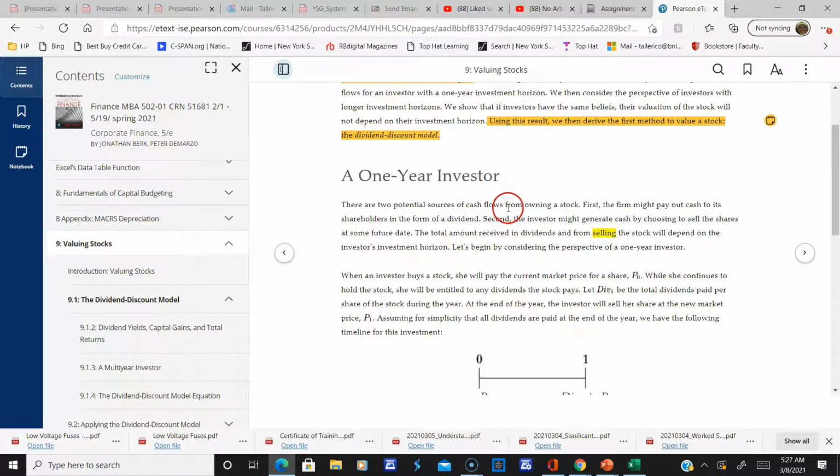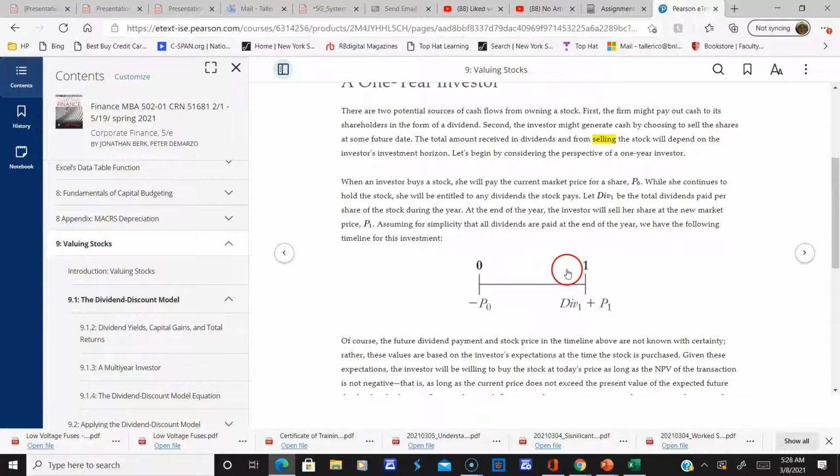There are two potential sources of cash flows from the stock: dividends and the possibility that the stock will rise or go down at future dates. The dividends and the proceeds from selling the stock will depend on the investor's investment horizon. Let's begin by considering the perspective of a 1-year investor. Here's the timeline: he pays for the share, and then at the end of 1 year, he gets his dividend and the new price, assuming it went up. Or it could have gone down also, so we don't know.